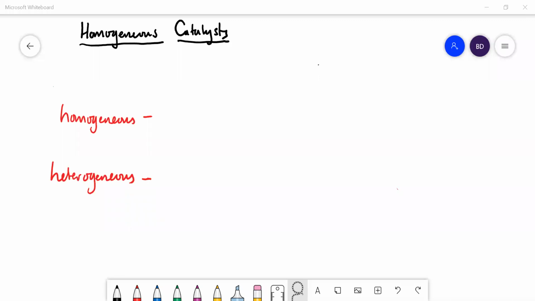Okay, so we're going to talk about transition metals as catalysts. Very early on in the topic, one of the characteristics of transition metals and their compounds is that they tend to be good catalysts. Now we can subdivide these into homogeneous, which we're going to talk about today. This is when the reactants and the catalyst are in the same phase.